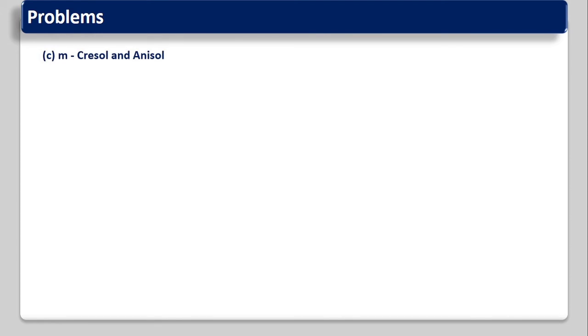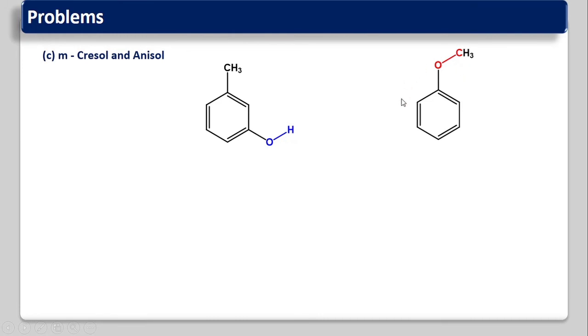Next, metacresol and anisole. First you should know the structure. So this is the metacresol and this is the anisole. So this is a phenol and this one is the ether. So the IR frequency for OH, as we have seen in the last two problems, is 3200 to 3600 centimeter inverse. While this is the C-O stretching frequency around 1050 to 1270 centimeter inverse.